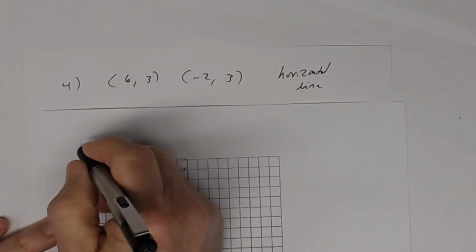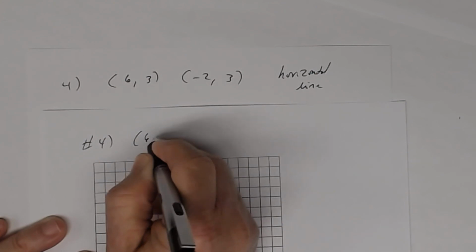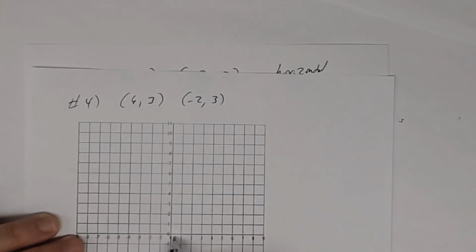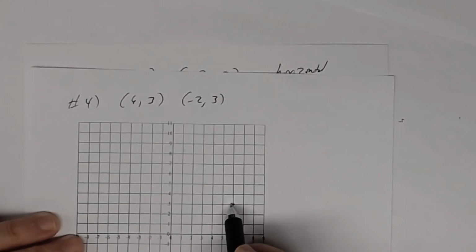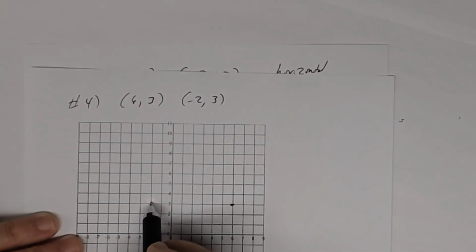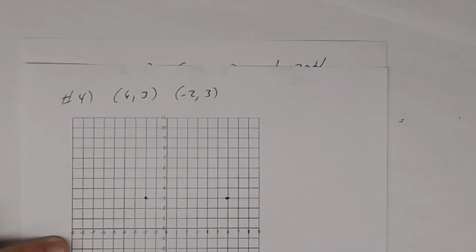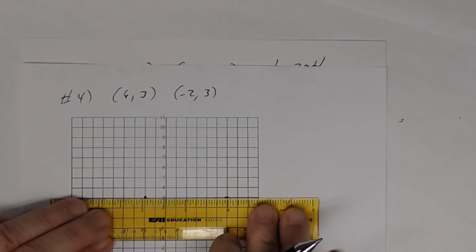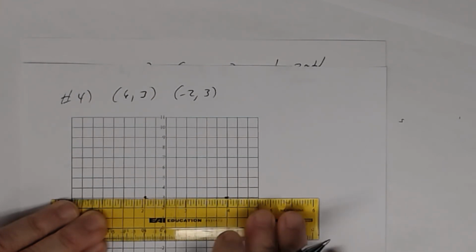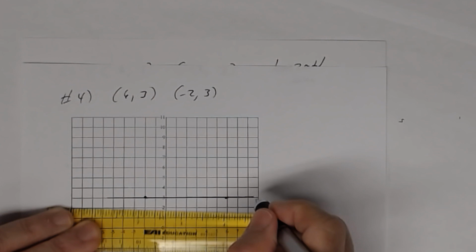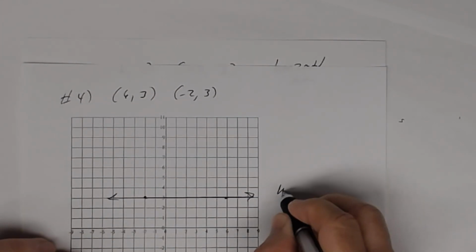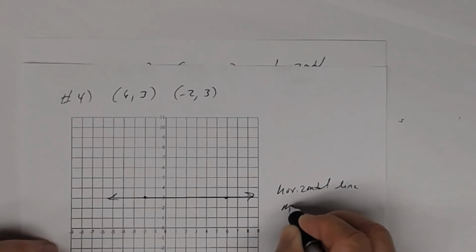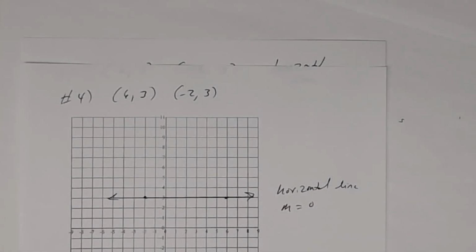So here are my 2 points. If I graph that line, here are my 2 points, 6, 3, and the other one is negative 2, 3. So 6, 3 is right here, and then negative 2, 3 is right here. See that? And if you draw the line just like this, you get a horizontal line. So notice it's a horizontal line, right? And we know that the slope of a horizontal line is 0. But let's go ahead and work it out.